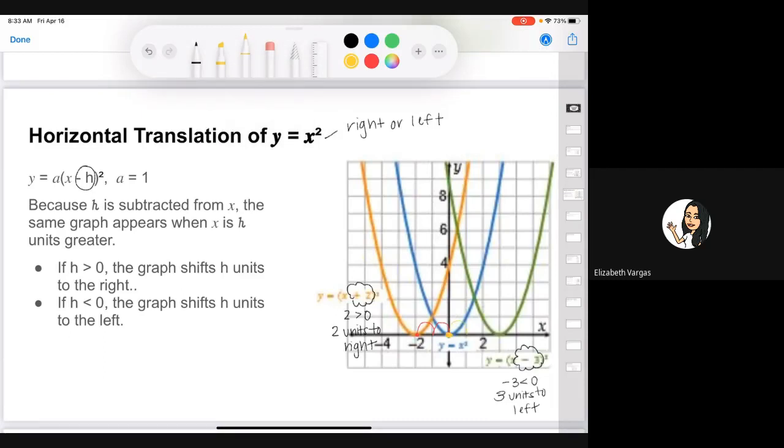So 1, 2, 3. 3 units to the left. Okay, so if h is greater than 0, we move to the right. If h is less than 0, we move to the left. Any questions here? Questions, concerns? No? Okay.